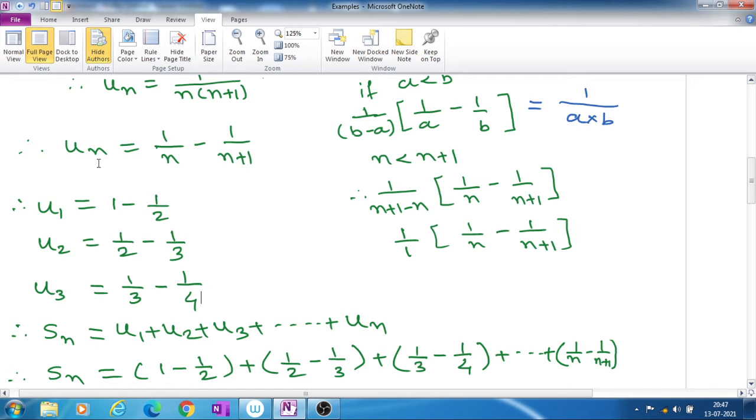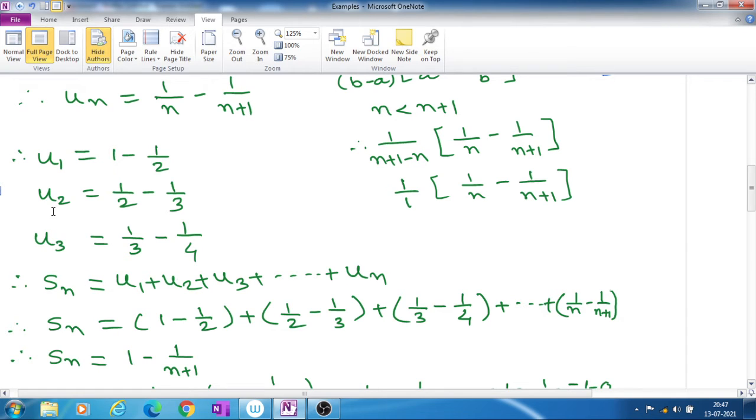We get the first term u1. So u1 is equal to 1 upon 1 minus 1 upon 1 plus 1, that is 2. That is equal to 1 upon 1, which means 1, minus 1 upon 2. So the first term is 1 minus 1 upon 2. For the second term, put here n is equal to 2. So this is 1 upon 2 minus 1 upon 2 plus 1, which means 3. So 1 upon 2 minus 1 upon 3. This is the second term.